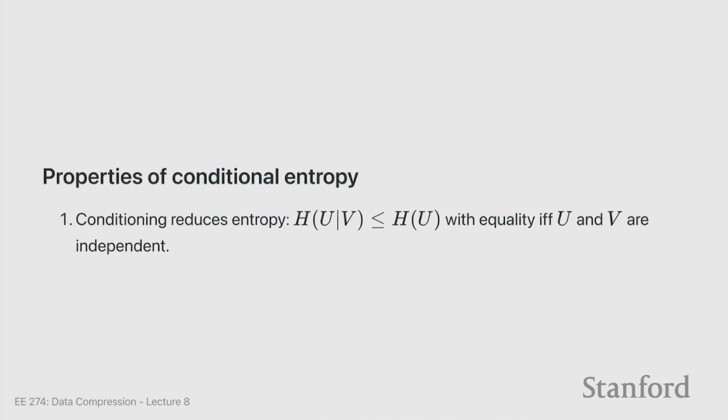Right. So, a few properties about conditional entropy. First is that conditioning reduces entropy, which is that the entropy of U given V will be less than or equal to the entropy of U, with equality if and only if U and V are independent. So if U and V are independent, they will have the same entropy. So knowing anything about V will tell you nothing about U.